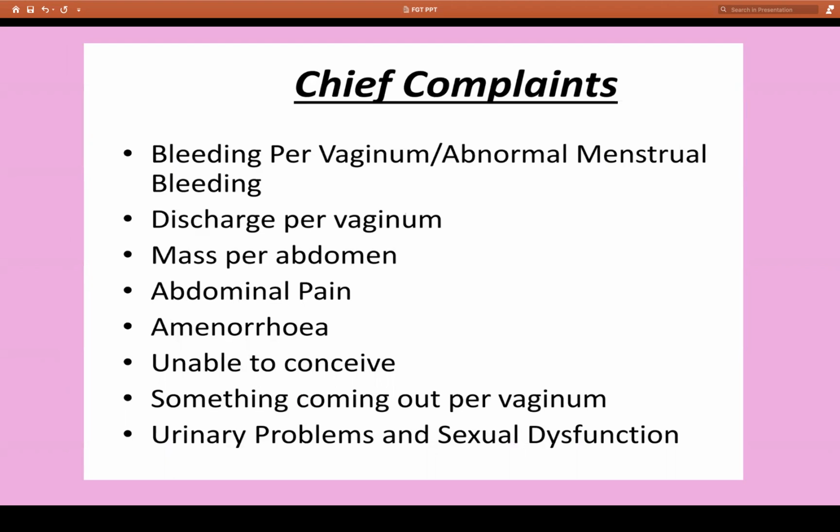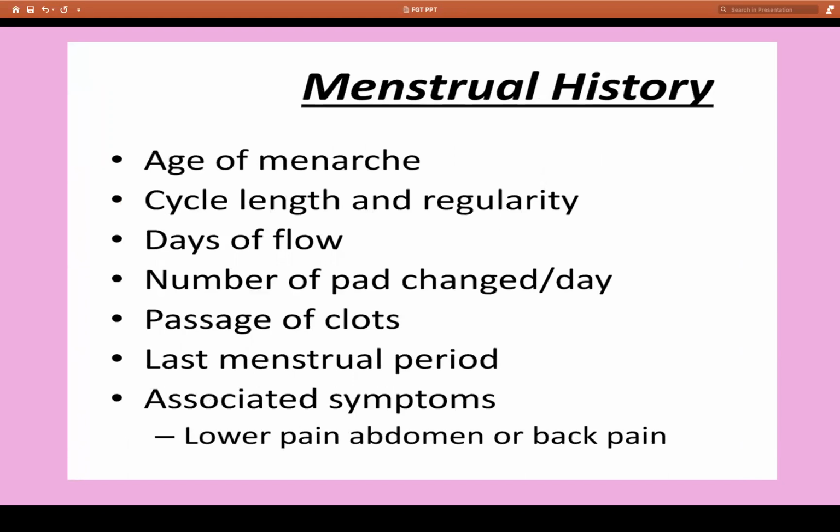In gynae, usually we receive patients with bleeding, irregular periods, discharge, mass in abdomen, abdominal pain, prolapse, urinary problem, sexual problem, or infertility issues. So you will go according to the chief complaint in detailed history. Menstrual history is very important in a gynae patient.